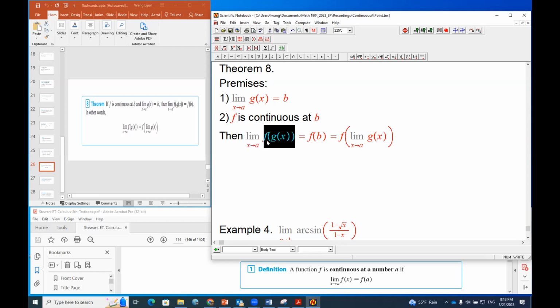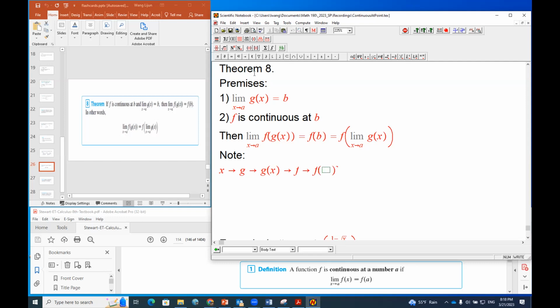Okay, what is the situation here? I'm going to put a note here. You don't have to show the work here. We have an input. The input is going to be given to G, that produces G of X. And this G of X is going to be the input for F. That's what a composition means. So that in turn produces F of G of X.